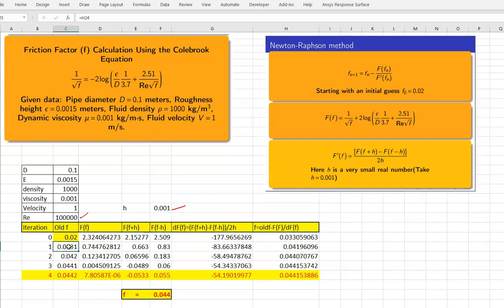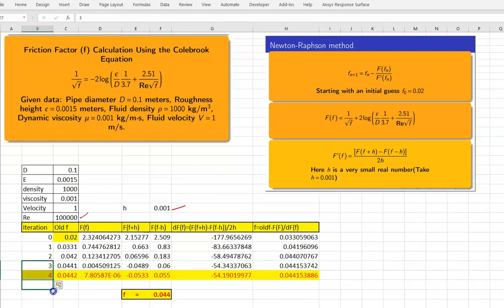So here we are just copying that value, and then again we are calculating the functional value, f plus h, everything, and again we are getting this. Now this will be the next guess value. So we are putting it here, and if we do the calculation, after the fourth iteration the functional value is e to the power minus 6. So we can stop the iteration, or we can go another iteration.